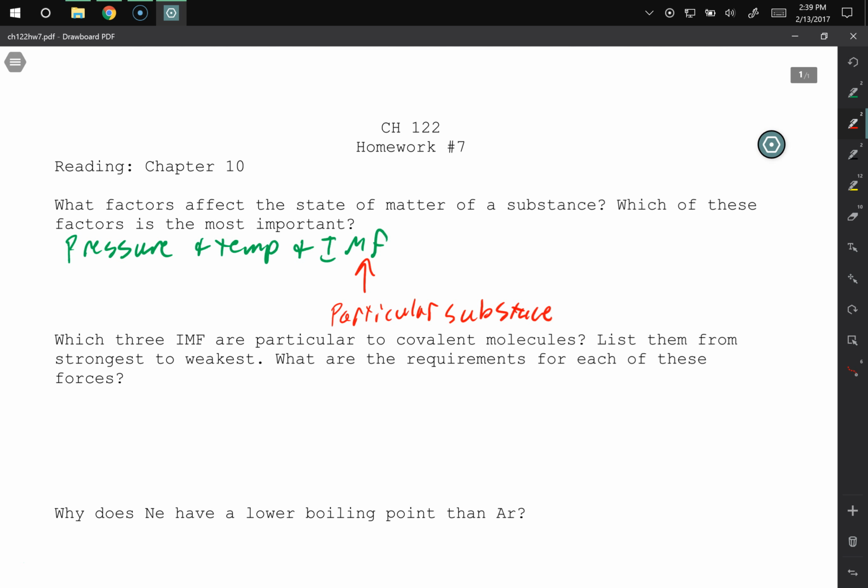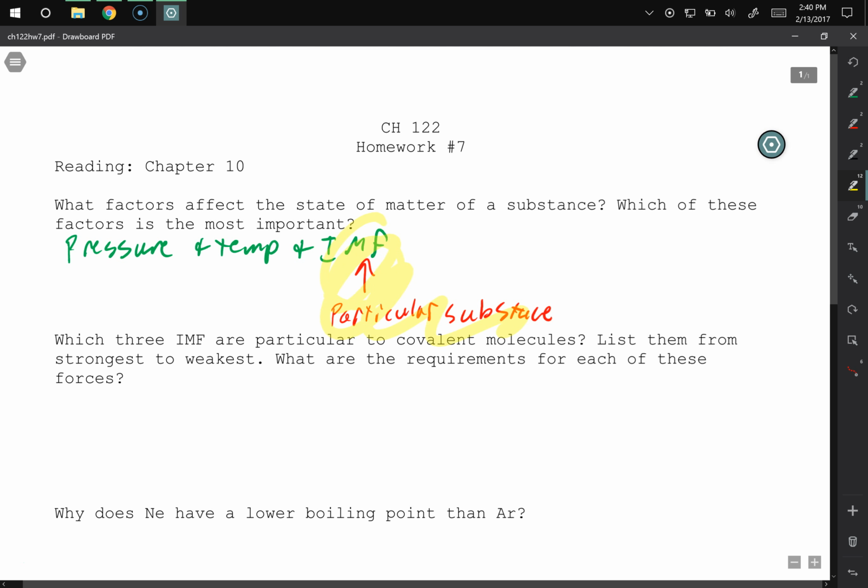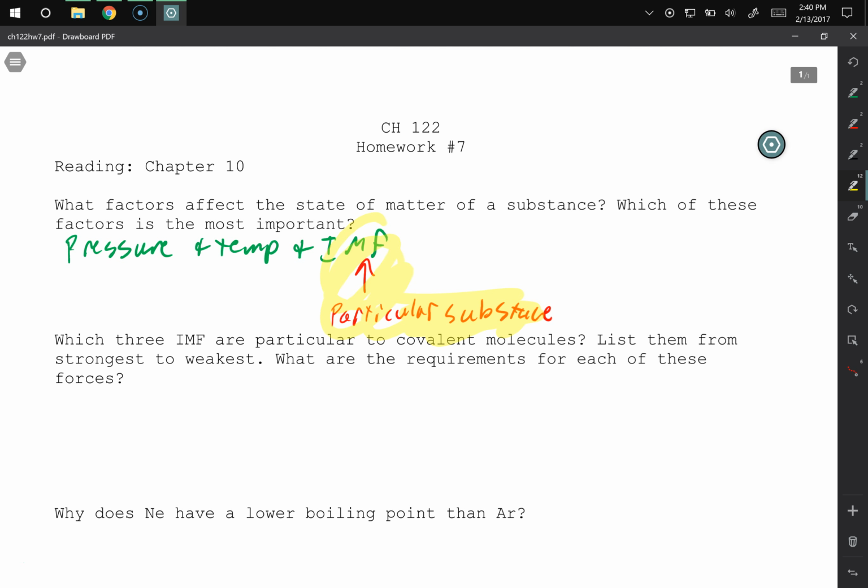So of these three things, which is the most important? Yeah, the intermolecular force of the particular substance is the most important thing, because in this room right now, we have all three states of matter. They're at the same temperature, they're at the same pressure. So then the other factor must be the most important thing. So like the nitrogen in here isn't interacting with itself very well, so it's in the gaseous phase.